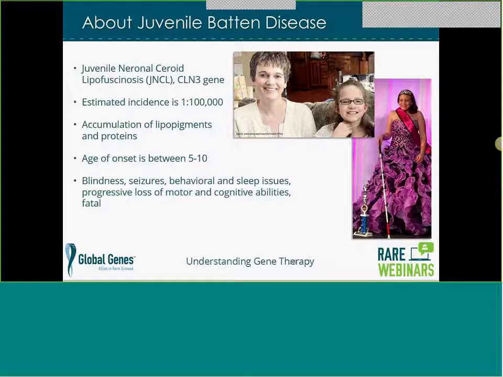In this case, we're very fortunate to be working with Dr. Tammy Kielian out of the University of Nebraska Medical Center. She's demonstrated extraordinary results already in the mouse model of juvenile Batten disease, and her work reinforces what we've already seen in the research coming out of Nationwide for the Sanfilippo programs.